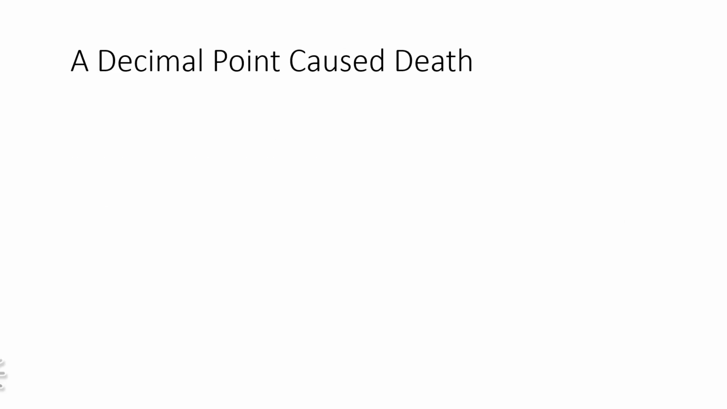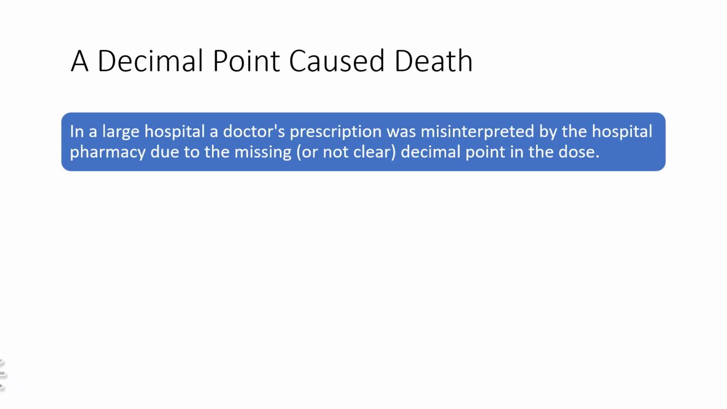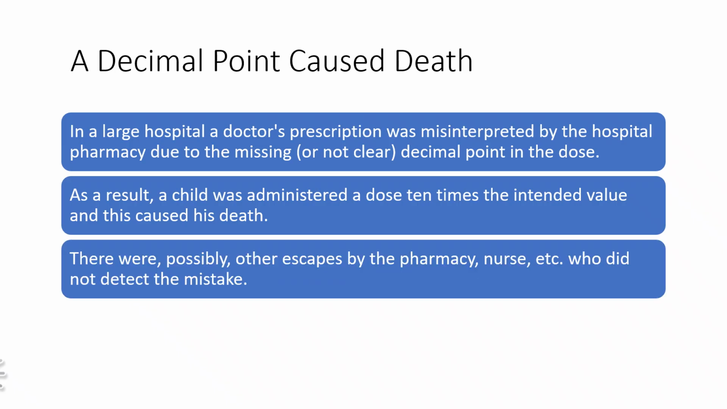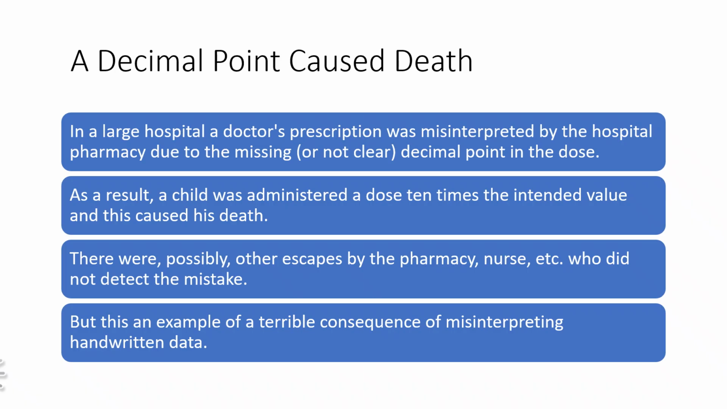This is a real-life example of a disaster caused by the misinterpretation of handwritten data. In a large hospital, a doctor's prescription was misinterpreted by the hospital pharmacy due to the missing, or not clear, decimal point in the dose. As a result, a child was administered a dose 10 times the intended value, and this caused his death. There were, possibly, other escapes by the pharmacy, nurse, etc. who did not detect the mistake. But this is an example of a terrible consequence of misinterpreting handwritten data.